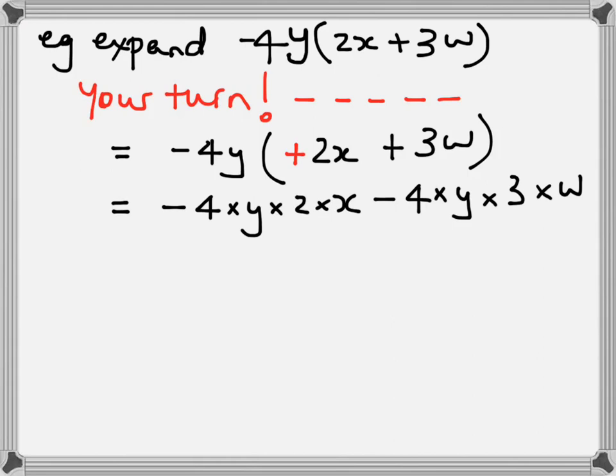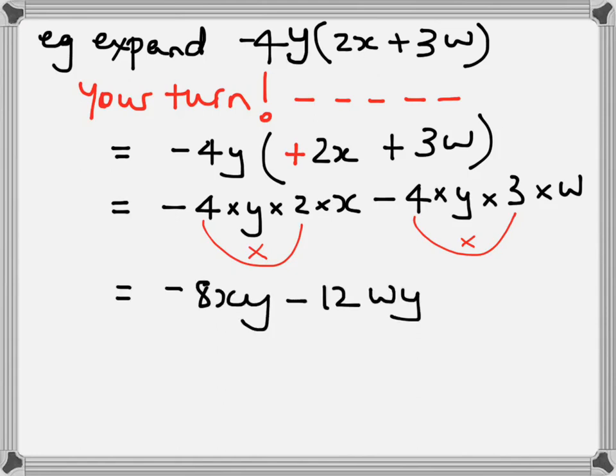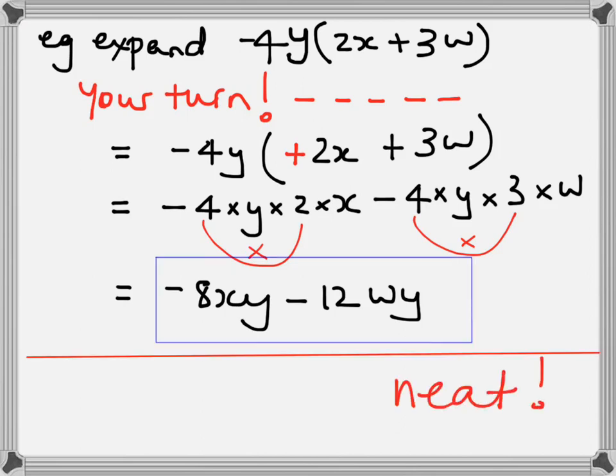Realising that the first expansion yields a minus because the signs are different, and the second expansion also yields a minus because the signs are different. Now, we're just going to multiply those numeric things together, those integers, and cleaning up without the multiply signs, that's what we get. Did you get that? It's neat, it sure is.